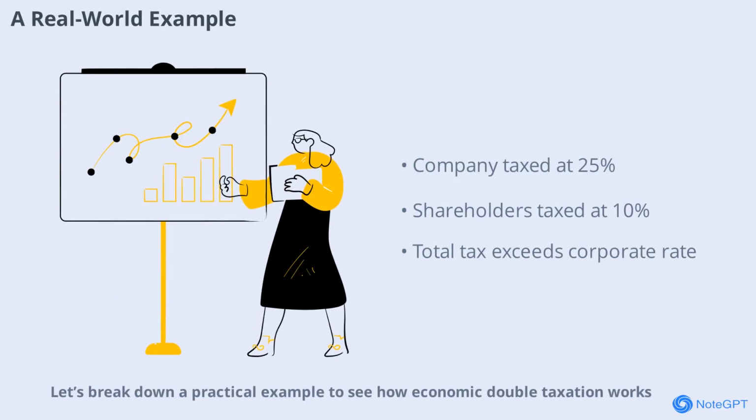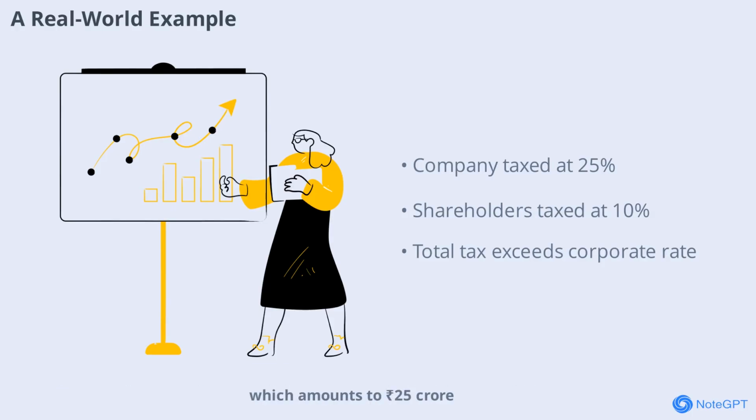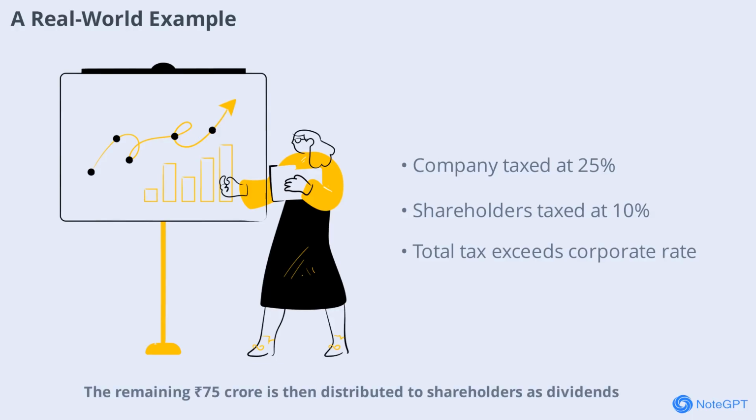Suppose company A earns rupee 100 crore in profits. First, it pays a 25% corporate tax, which amounts to 25 crore. The remaining rupee 75 crore is then distributed to shareholders as dividends. Shareholders, in turn, pay a 10% tax on this dividend income, which is rupee 5 crore. So the original rupee 100 crore profit is taxed twice, once through corporate tax and again through dividend tax.